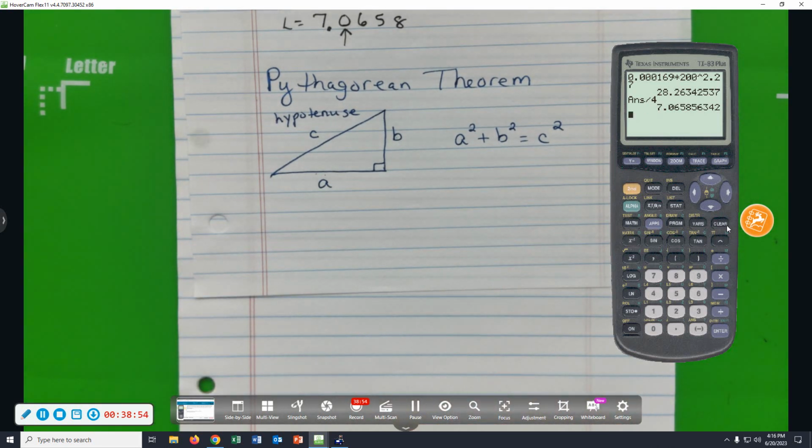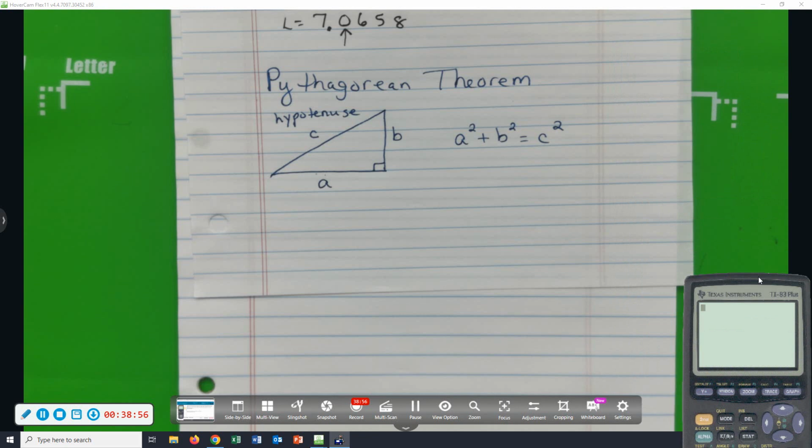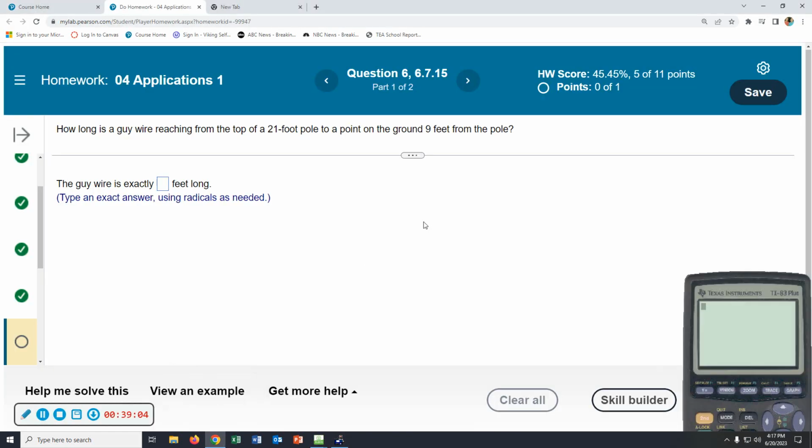We're going to start working some examples involving this Pythagorean theorem. Okay, let's see this first one right here. How long is a guy wire reaching from the top of a 21-foot pole to a point on the ground 9 feet from the pole? So this is problem 6.